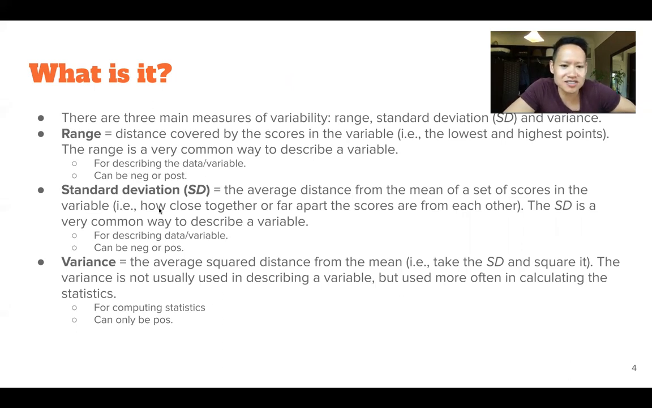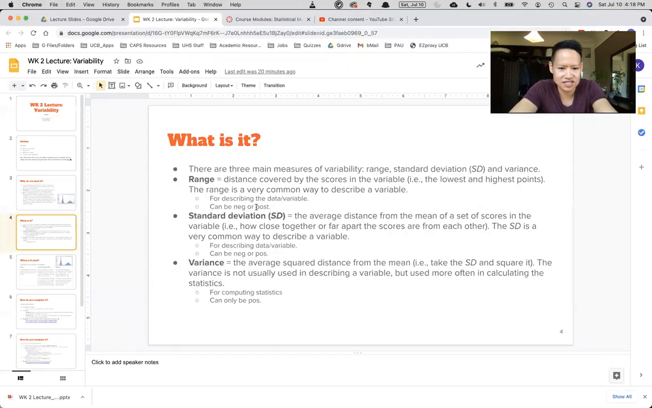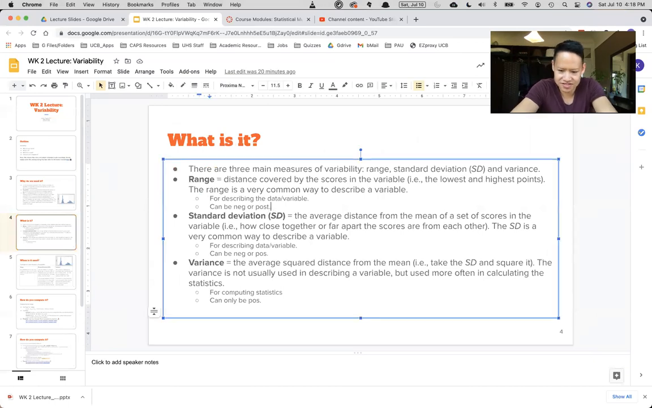Standard deviation. Another thing about the range is that it's very useful for describing data, not usually used in the computation of statistics, but useful for describing data. And the value can be negative or positive. Positive does not have a T. Fix that.